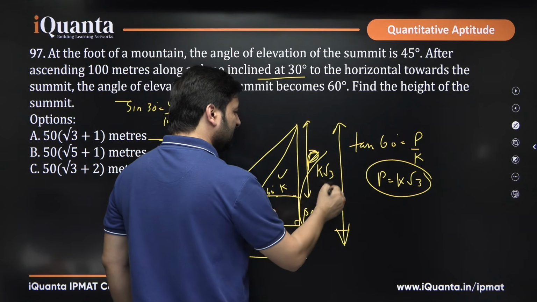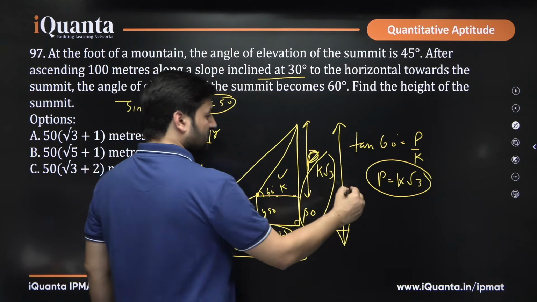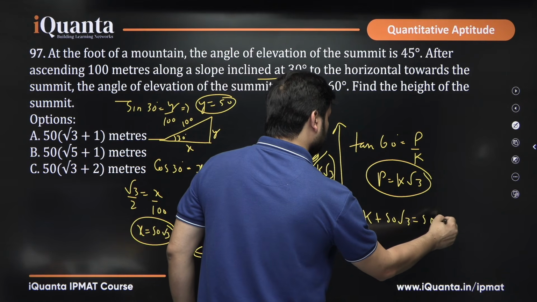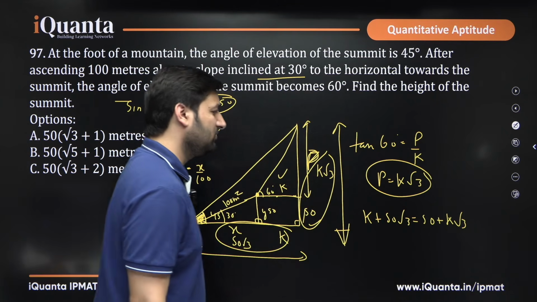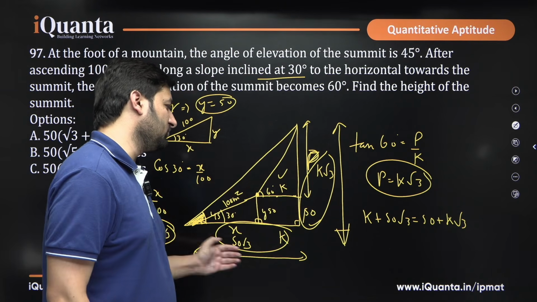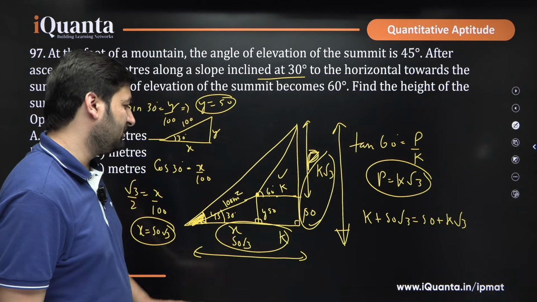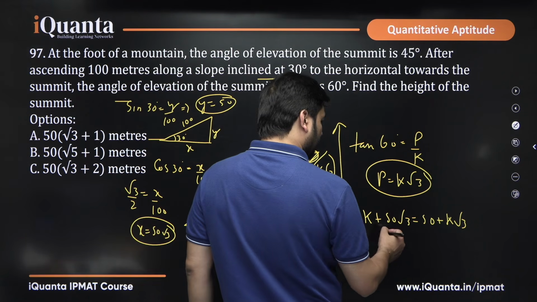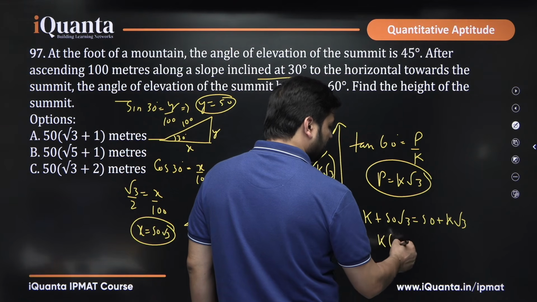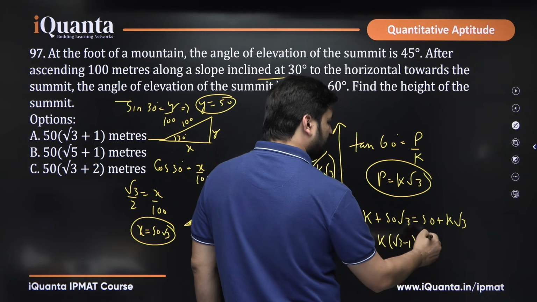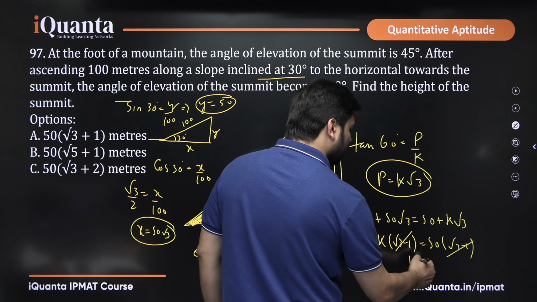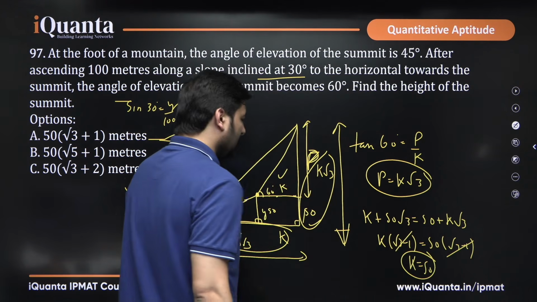Now, the sum of this should be equal to sum of this. So, can I say that k plus 50 root 3 should be equal to 50 plus k root 3, yes or no? Obviously because tan 45 will be perpendicular upon base, that means these two should be equal. So, this plus this should be equal to this plus this, okay. Now, if I take k that side, what will I get? K root 3 minus 1. If I bring 50 this side, so 50 times root 3 minus 1, root 3 minus 1 goes, k will be equal to 50.